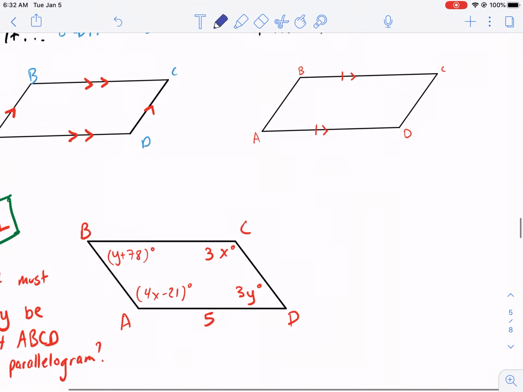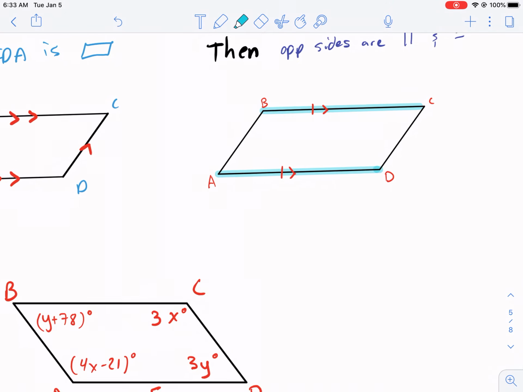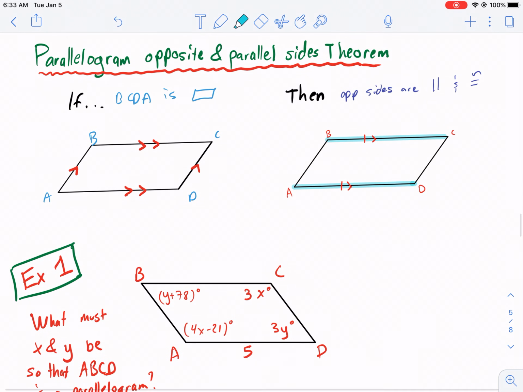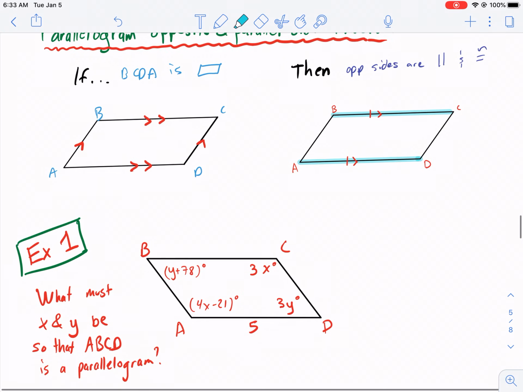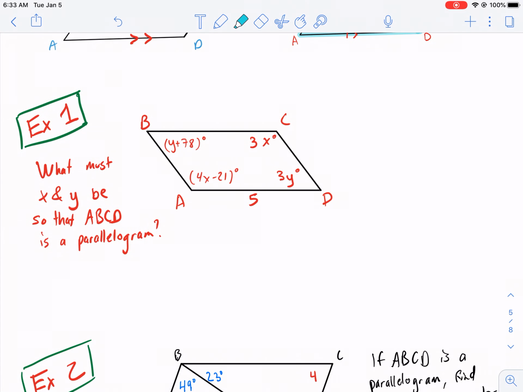So you can see here that opposite sides, in this case BC and AD are opposite, so opposite sides are always going to be parallel and congruent to each other. This one's kind of good in reverse. We're going to get to some of the inverse, the converse theorems in the next section. So that's one to keep in mind for that. Let's go to example one.